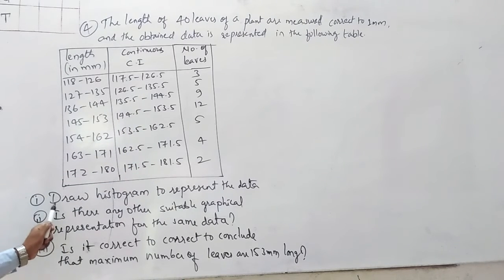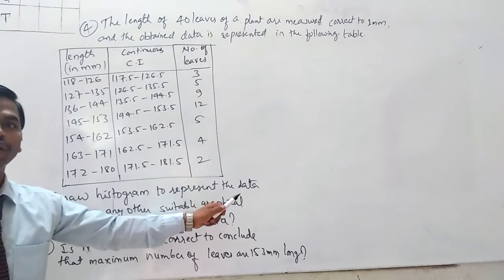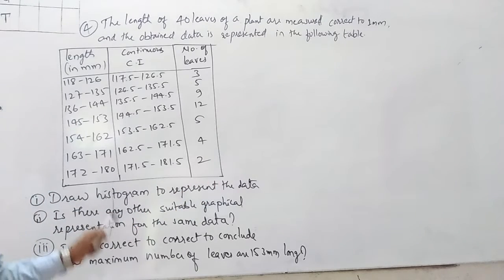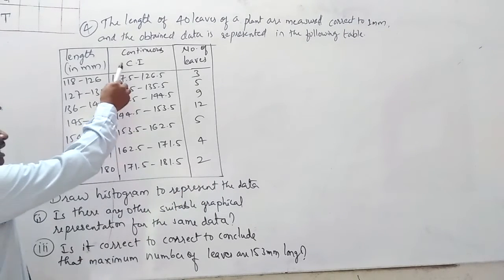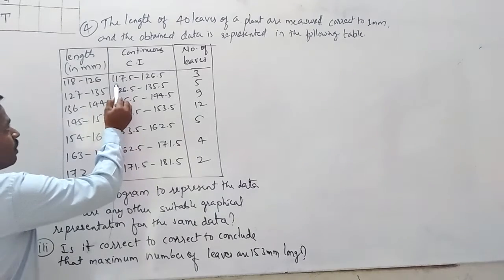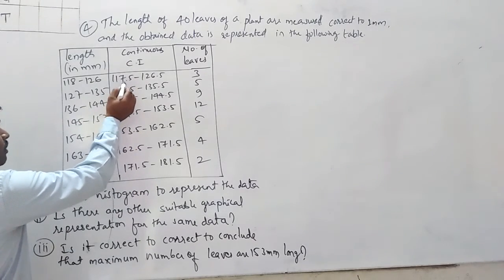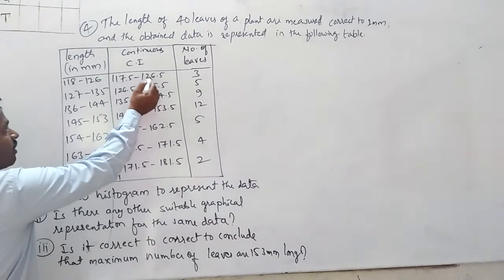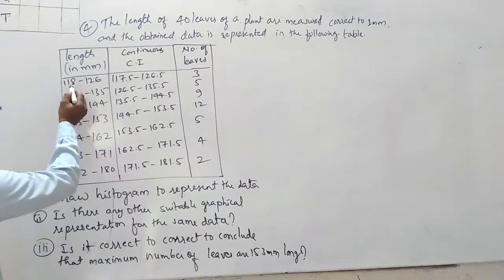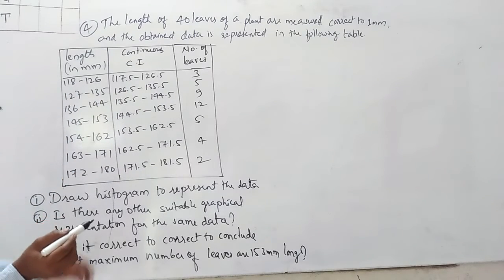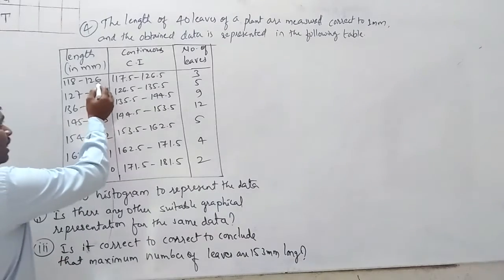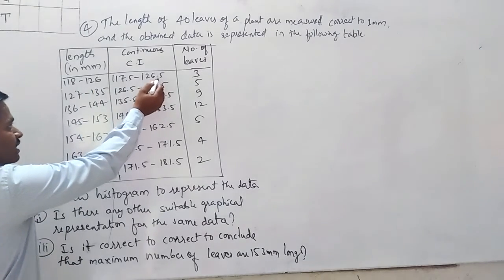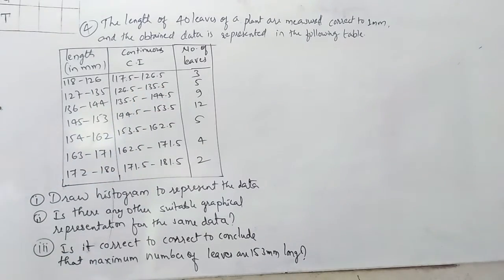For the first question, draw a histogram to represent the data. To draw a histogram, we need continuous class intervals. That is why we will write these continuous class intervals: 117.5 to 126.5. For the lower limit, we will subtract 0.5, and for the upper limit, we will add 0.5. Like this, we will write the continuous data.